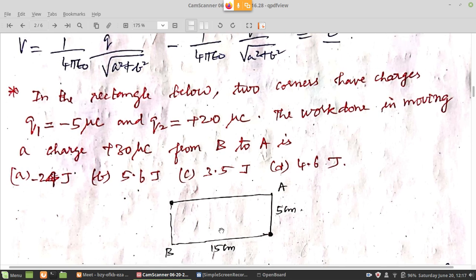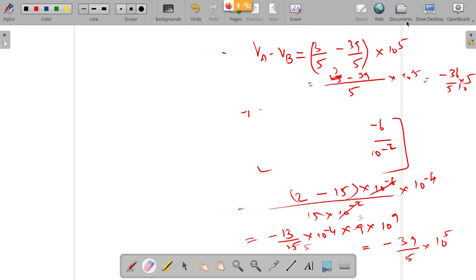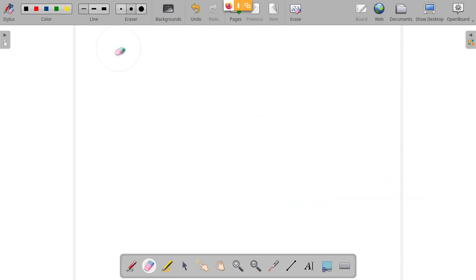VA, what is the VA? Let us first rework it, don't worry. We'll again work it out. That is better. Let us not bother about even the choices. Choices may be wrong. So let us first do it for this point.